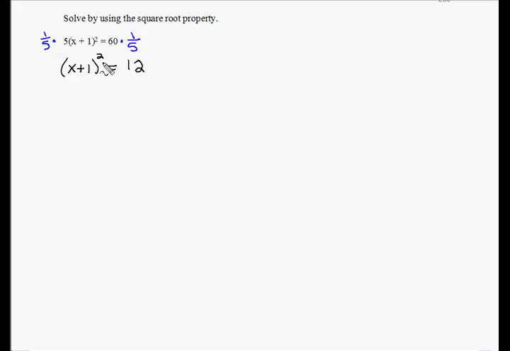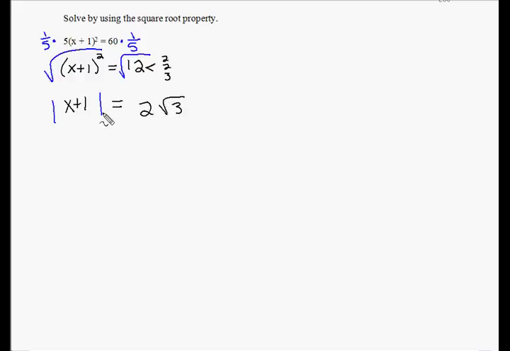The next thing I'll get rid of is this exponent 2, and I can do that by taking the square root of both sides. Well, the square root of something squared is going to be the absolute value, so the absolute value of x plus 1 is equal to the square root of 12, which we can break down a bit. If you recall, the square root of 12 is the square root of 2 times 2 times 3, so we'll have that as 2 square roots of 3.